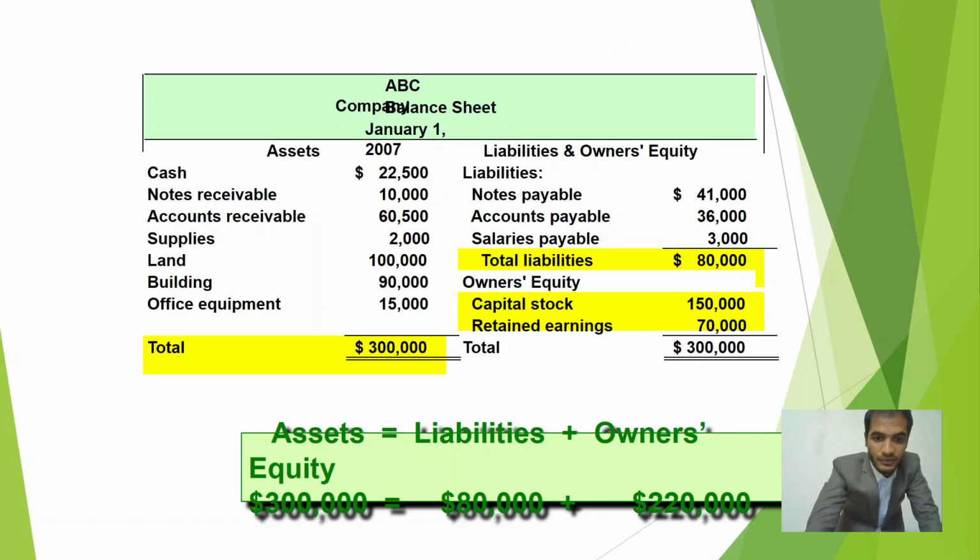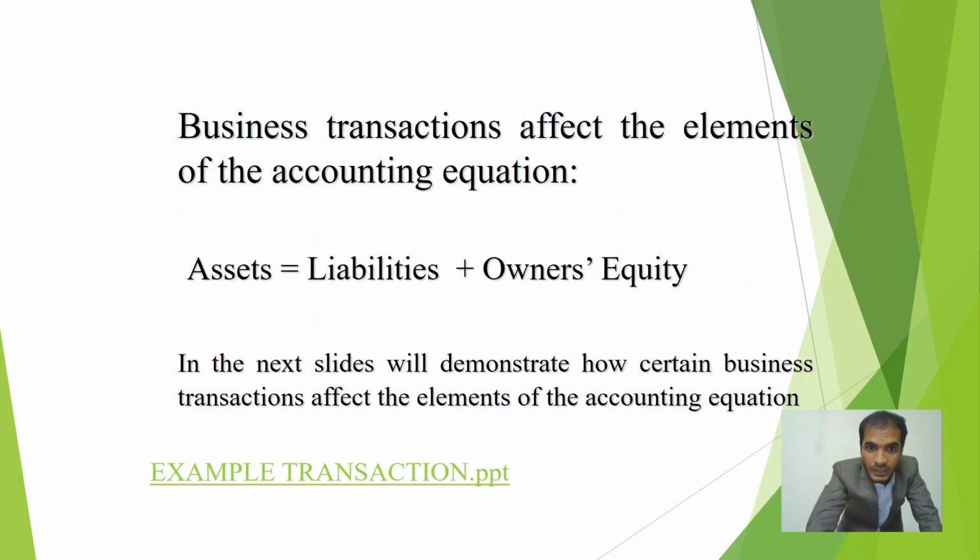Here are some examples of ABC company balance sheets, and assets are equal to liabilities plus owner equity. Business transactions affect the elements of the accounting equation. Assets are equal to liabilities plus owner equities. In the next class, we will demonstrate how certain business transactions affect the elements of the accounting equation.